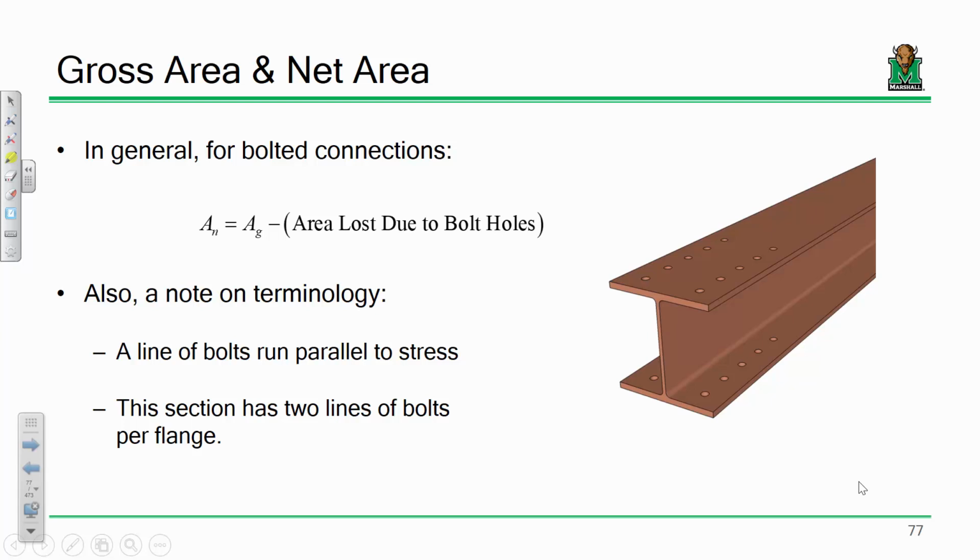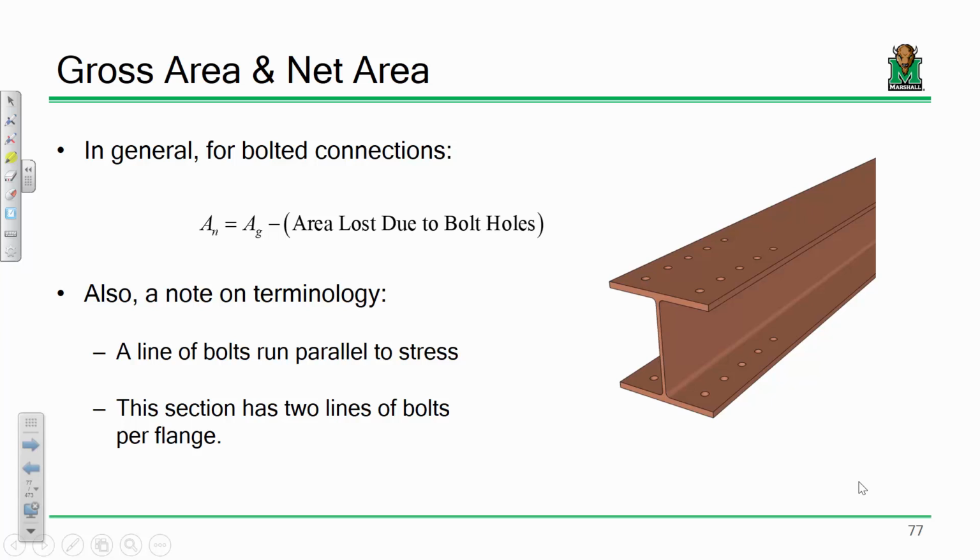So how do you compute that? Well, the gross area is pretty easy. You're either looking it up or using some basic geometry. The net area is sort of a new one. Now, in general, the net area is defined as the gross area minus any area that you have lost due to the presence of bolts. Okay? Now, a note on terminology. If you ever hear me use the term a line of bolts, lines of bolts run parallel to the stress.